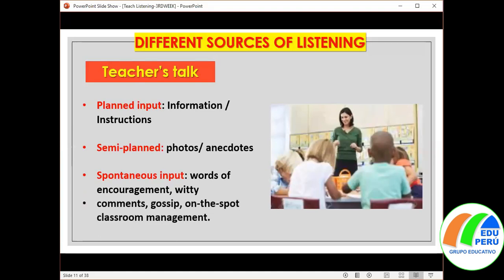Then we have the spontaneous input: words of encouragement, witty comments, gossip, on-the-spot classroom management. "Okay, good, very good. That's a good job." And the students listen. "Oh yeah, my teacher is encouraging me. Oh yeah, I did it well. Okay, I must continue." So notice, commands, all right? Gossip. Maybe you can say, "Oh, sorry, did you write your answer? Yes, okay, you have 2 minutes, hurry up." And notice you're giving on-the-spot classroom management. "Please, students, take it easy, calm down." You didn't plan that, right? So notice here the 3 kinds of input that we are going to give to our students as teachers: planned input, semi-planned, and spontaneous input, all right?